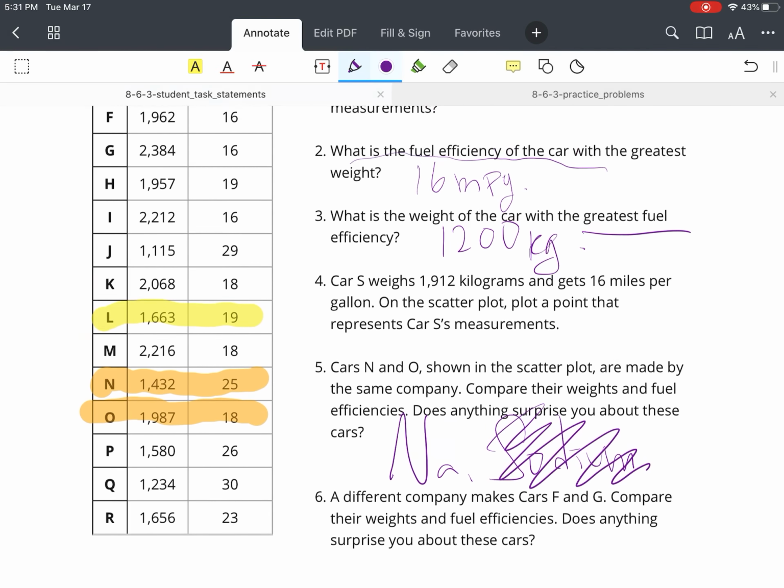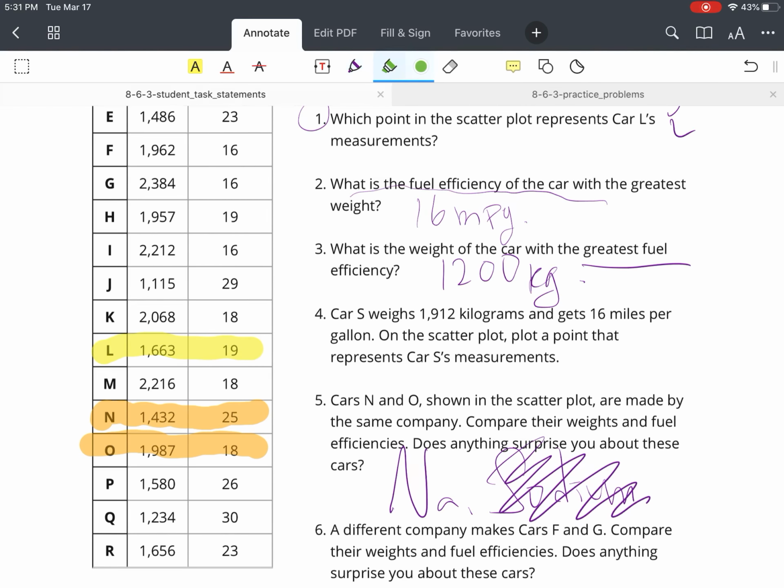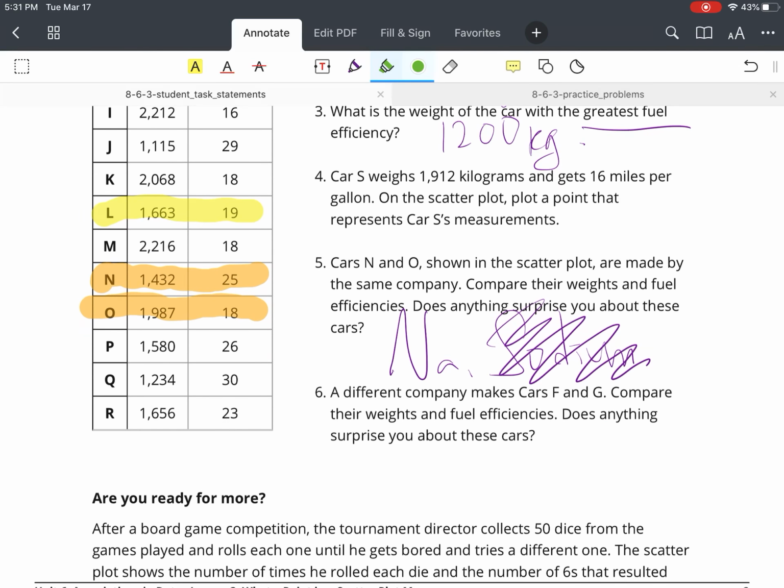I don't know. Let's look at F and G. Let's use a different color. Let's use green, because green go. I made that joke in my other class as well.